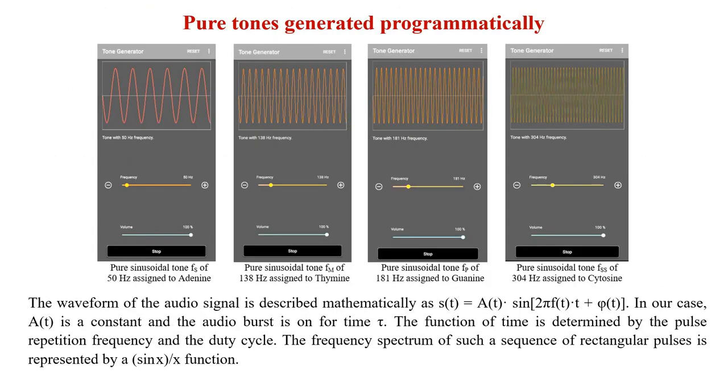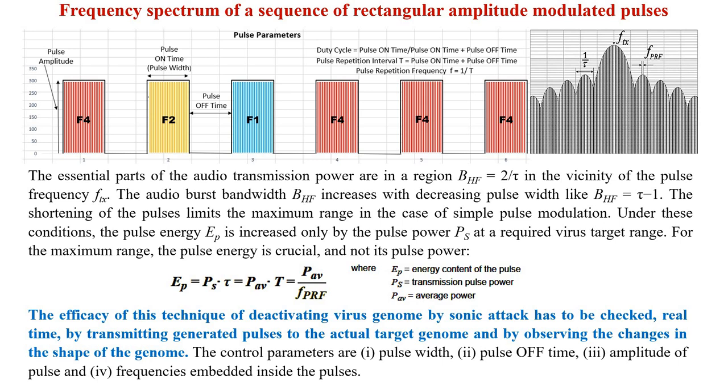The waveform of the audio signal is described mathematically as shown in this slide. In our case, A of t is a constant and the audio burst is on for time tau. The function of time is determined by the pulse repetition frequency and the duty cycle. The frequency spectrum of such a sequence of rectangular pulses is represented by a sinc function. This slide shows frequency spectrum of a sequence of rectangular amplitude modulated pulses.